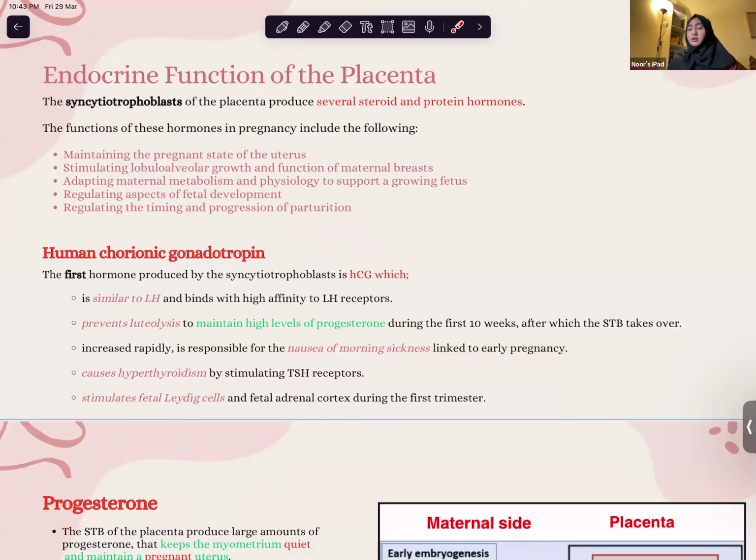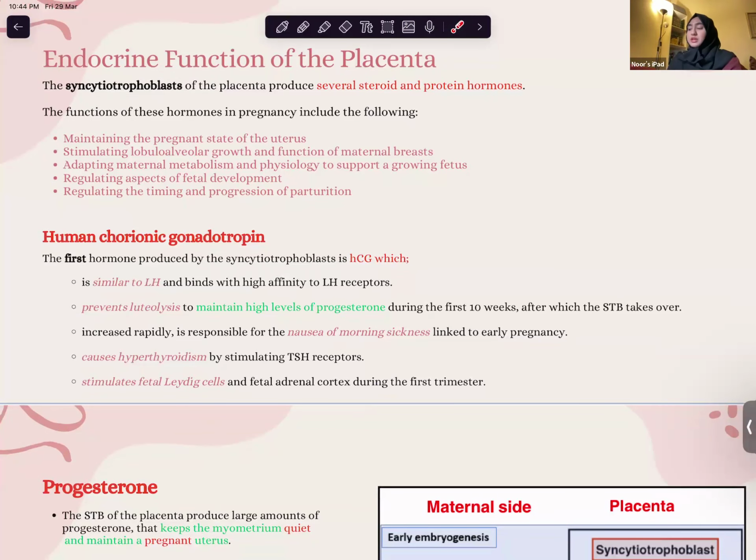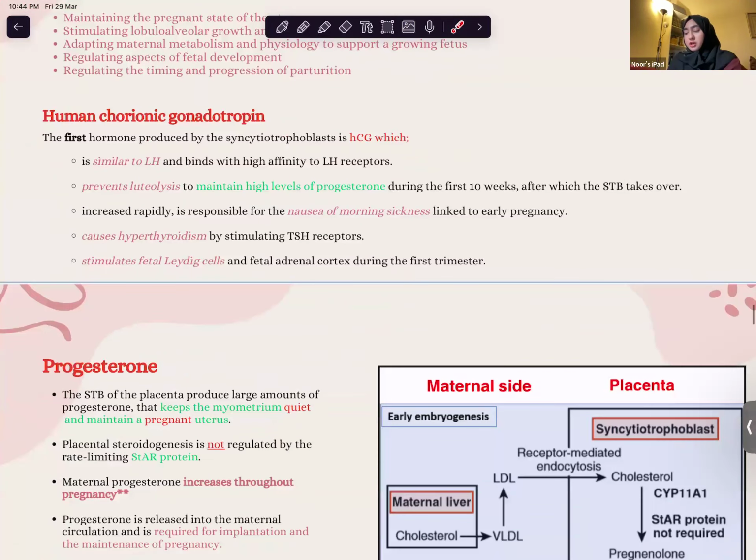It is also known to be a cause of nausea or morning sickness, and causes hyperthyroidism. Basically, HCG can stimulate the TSH receptors. When TSH receptors are stimulated, there is more T3 and T4, and that causes hyperthyroidism. Also, if it's a male fetus, it stimulates the Leydig cells of the male fetus, for the sexual differentiation and development of the fetus. These are the functions of HCG, and yeah, these are high yield for sure.